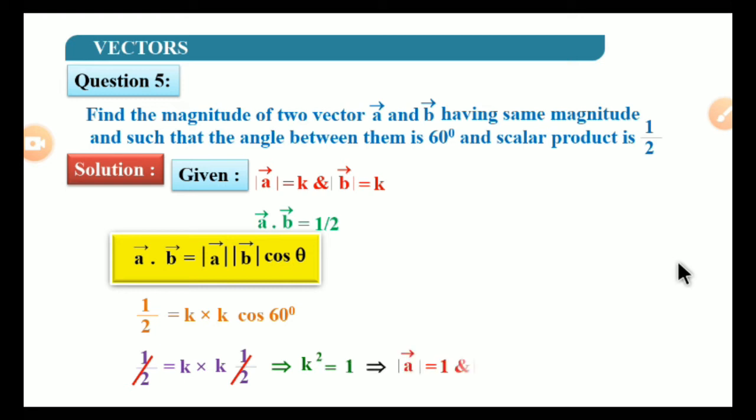Therefore, K is equal to 1. Therefore, magnitude of A is equal to 1 and also magnitude of B is equal to 1. Definitely A and B both have magnitude 1, meaning both are unit vectors.